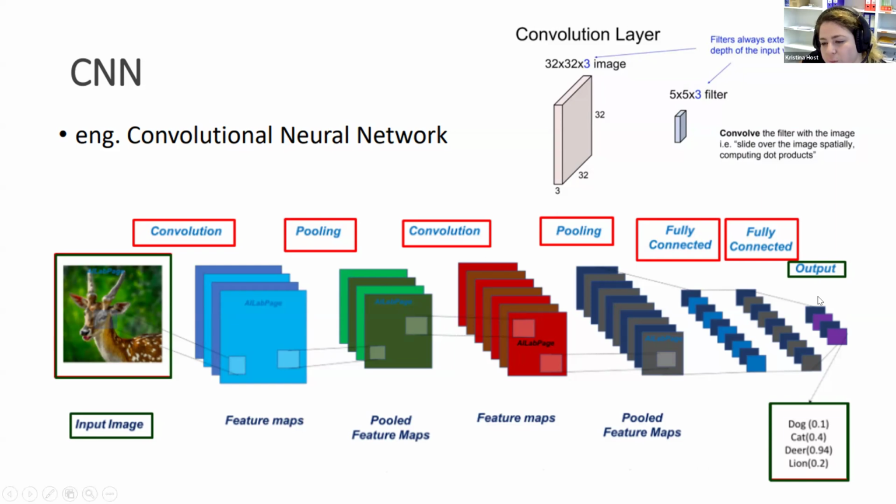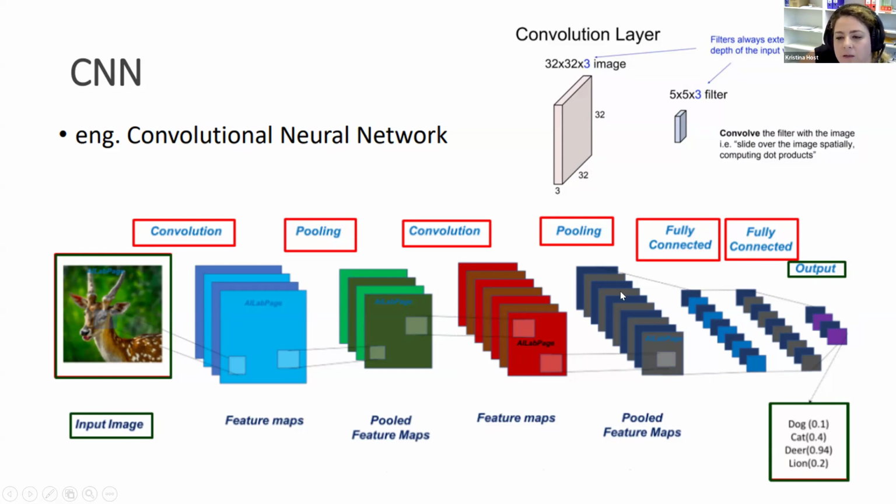And in the output, we have the probabilities of which class will be more probable to be on the image. So we have the input, we have the output. The output is always of the size of how many classes you have. And in the middle, we have something that is called a hidden layer. So we have the input layer, hidden layers, and output layer.